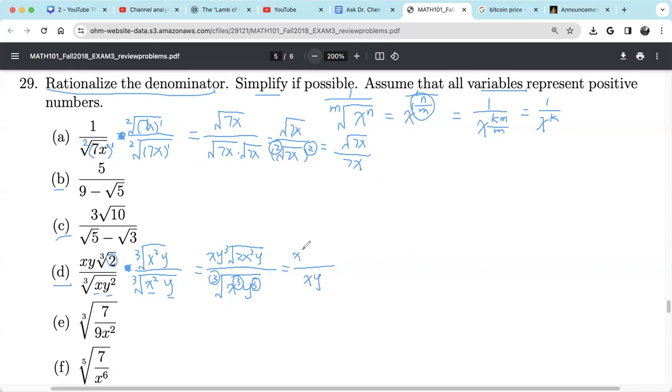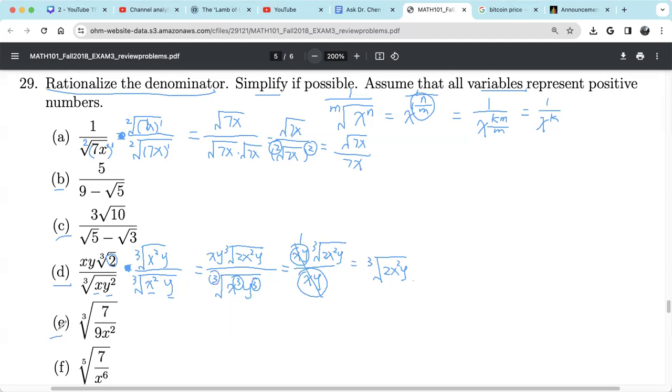So in the numerator, we have xy cubic root of 2x squared y. Now, numerator xy as a factor, denominator xy as a factor, they cancel to be 1. 1 multiplied by anything will be anything. So we get the cubic root of 2x squared y. Okay, so now the denominator is 1. It's not in radical form anymore.